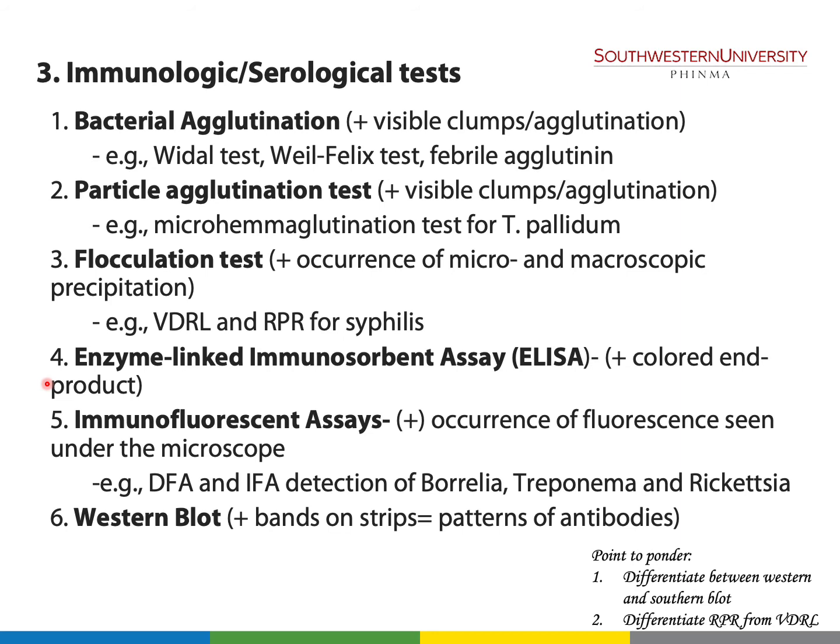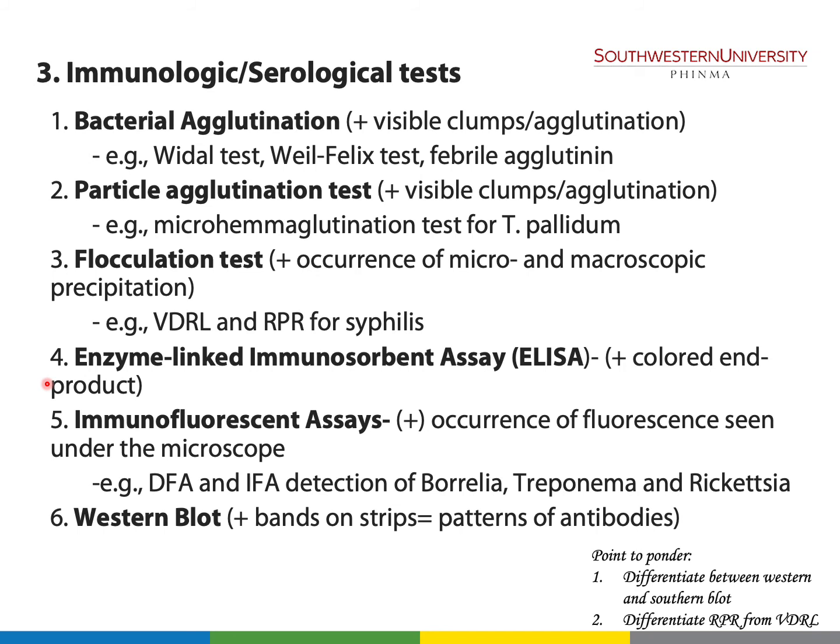Another example is the particle agglutination test. Again, agglutination is the positive result. It uses artificial carriers like latex particles or treated red blood cells, which can absorb test antigen and react with specific antibody present in the patient's serum. Common examples are the microhemagglutination test for antibodies to Treponema pallidum, and the passive hemagglutination test for streptococci.